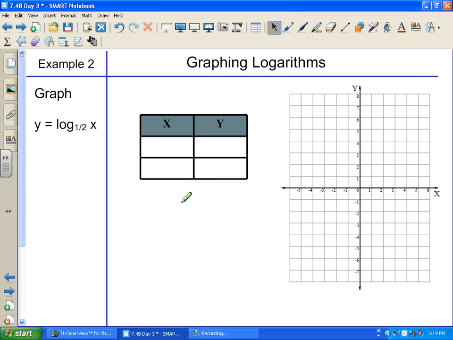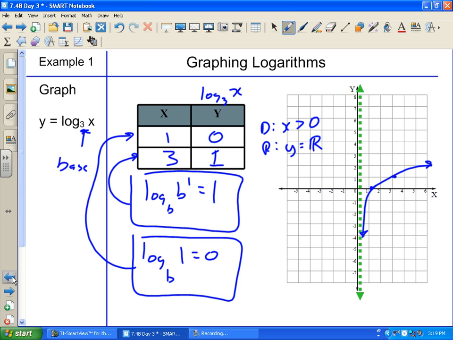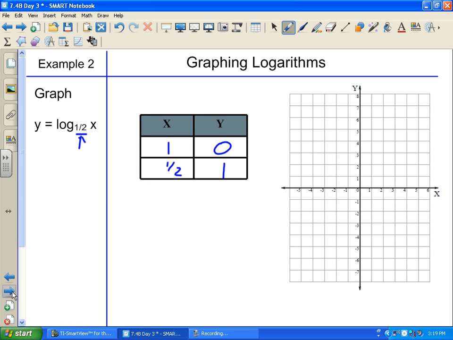This is a parent function, no translations. Realize we'll have that vertical asymptote. We'll have to do domain and range again in a second. Parent function, as I said, you're always going to use these values. It's going to be 1, and then whatever the base is. This is the base 1/2. You'll use that. The outputs will always be 0 and 1. That's your parent function. Notice, 3 of the 4 values stay the same.